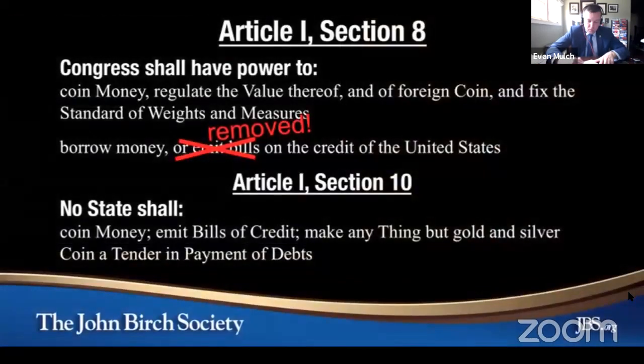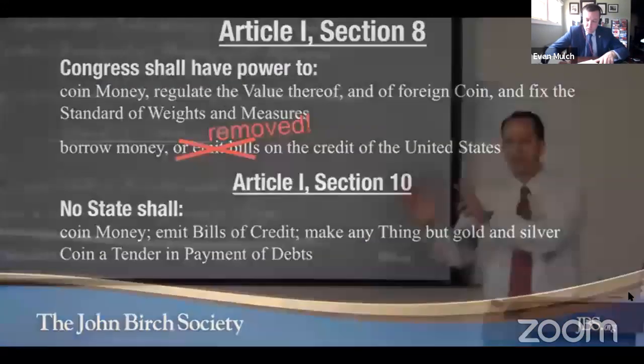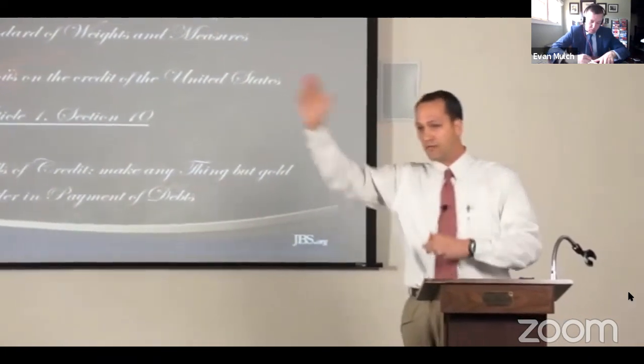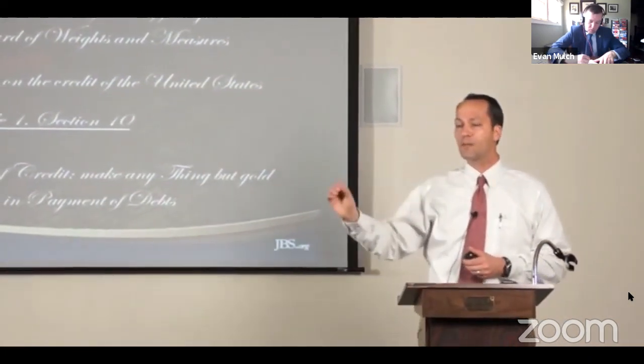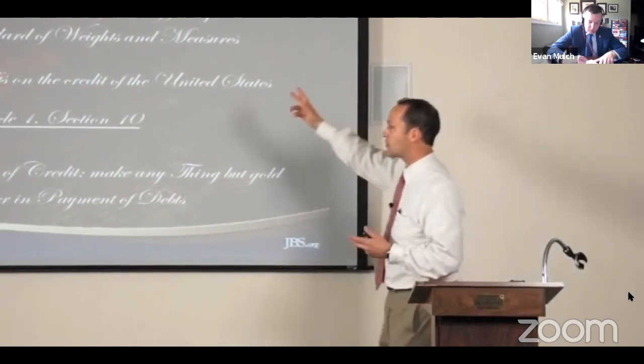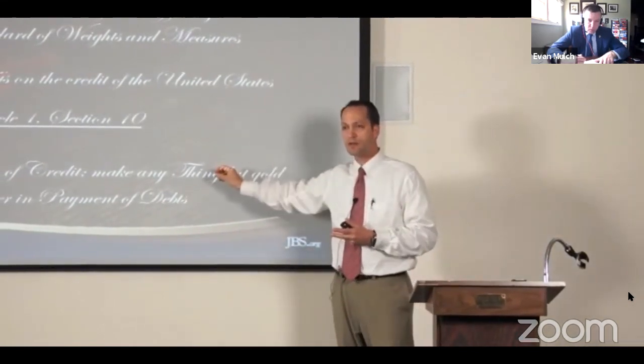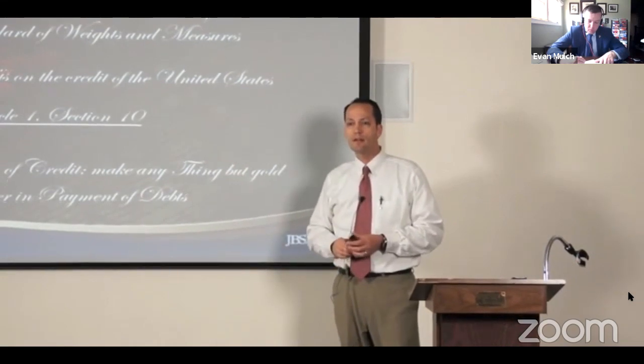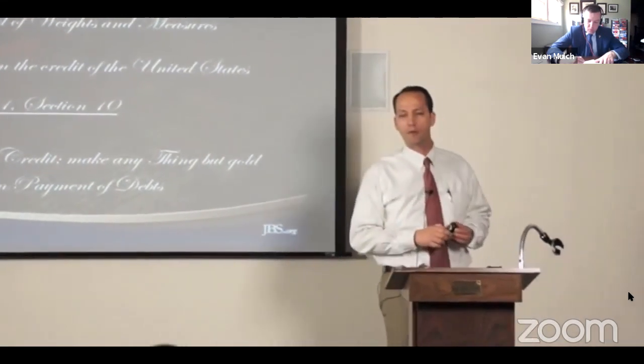But because they chose to remove that clause, the power to emit bills was never given to the federal government and was forbidden to the states. Now remember the 10th Amendment, where it says the powers not delegated by this Constitution to the federal government, nor prohibited by it to the states. Well, this is a power that was not given to the federal government and was prohibited to the states by it. So who does that leave as having the power to emit bills of credit?